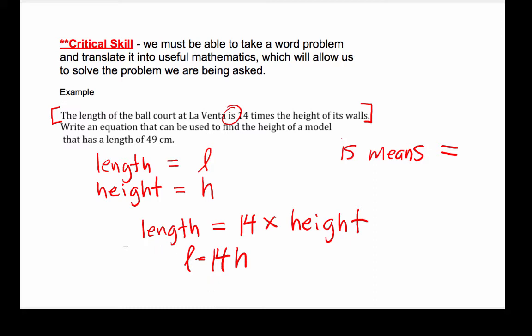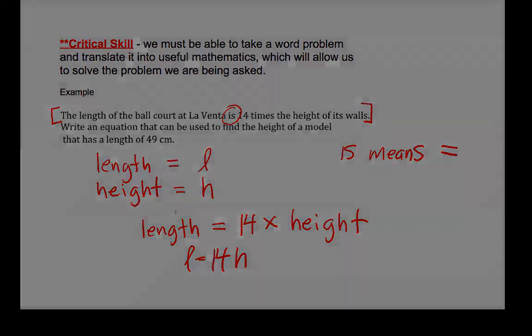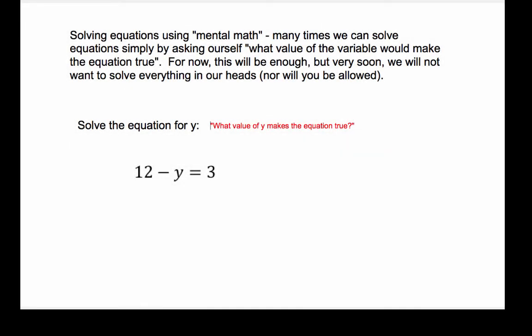Okay? It's always a good idea to write out in words the relationship first and then write the equation. Sometimes if we try to jump straight to the equation, we miss the relationship aspect of this, and it's a very critical part to algebra. But now that we have the equation, the problem doesn't ask us to find the height, but now we could find the height. The solving that we're going to do in this lesson, we're going to use mental math. That's one tool that we're going to use. Mental math just means do it in your head. Many times we can solve equations by asking ourselves what value of the variable would make the equation true. That's really what solving equations in your head is about.